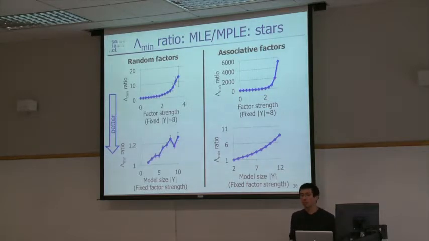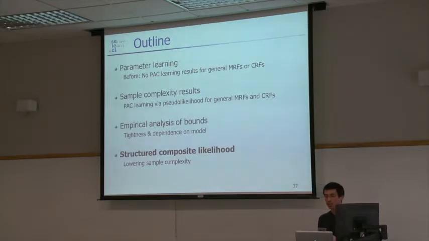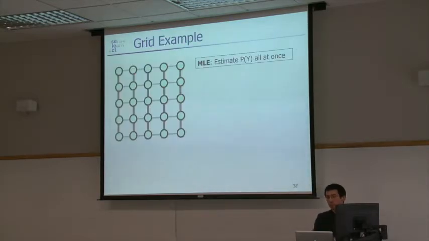So we've seen that there are some issues with pseudo-likelihood. Even though it's very computationally friendly, for certain models it can be a bad approximation. So what we turn to next is called structured composite likelihood. The idea there is that we'll lower the sample complexity, improving this lambda min ratio, but keep the computational cost essentially the same. So here's a motivating example.